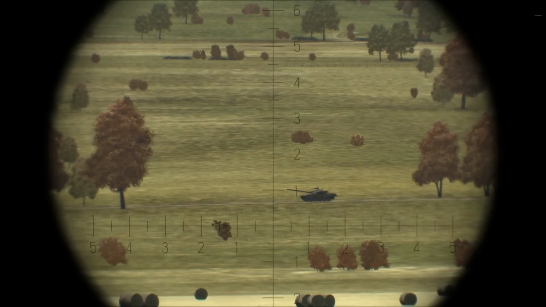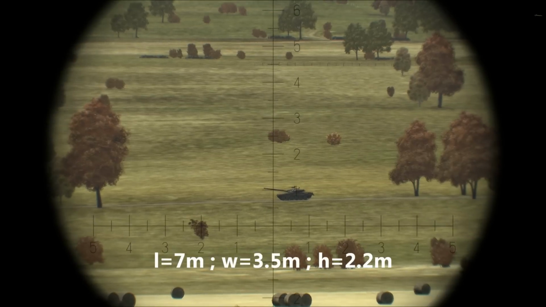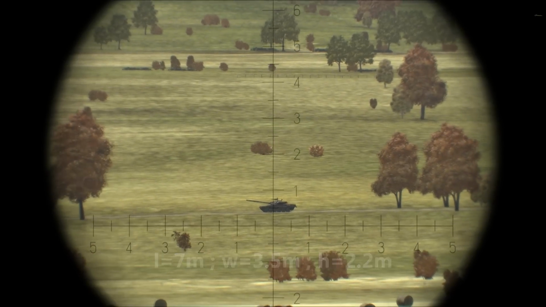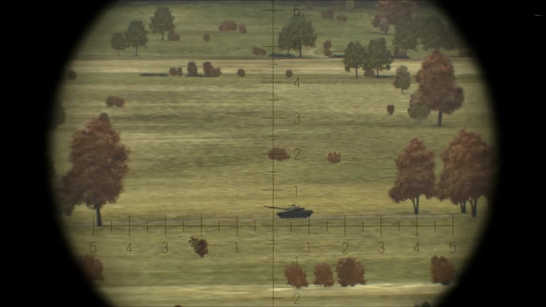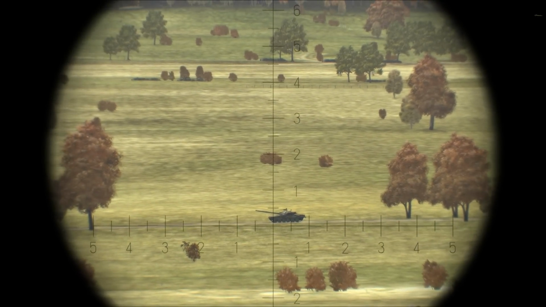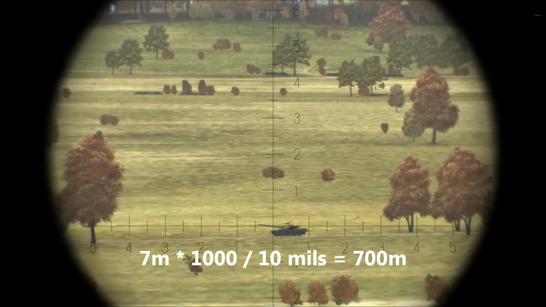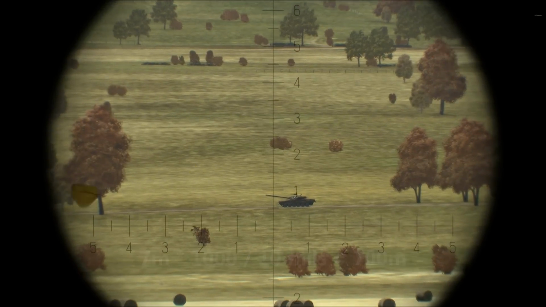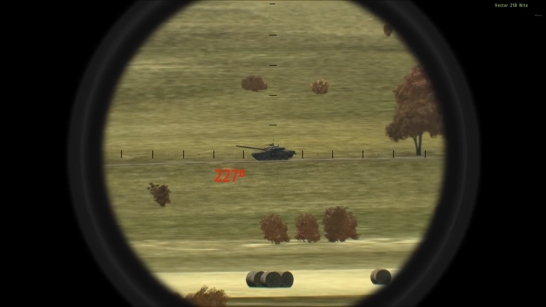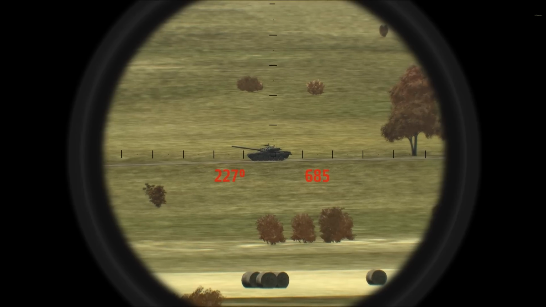The final target is an evil-looking T-72 parked on a road. A T-72 tank is about 7 meters long, 3.5 meters wide, and 2.2 meters high from the tracks to the top of the turret. I measure 10 mils with my binoculars, which means 7 meter width times 1,000 divided by 10 mils equals 700 meters distance. The laser once again confirms that my calculations are pretty much spot on.